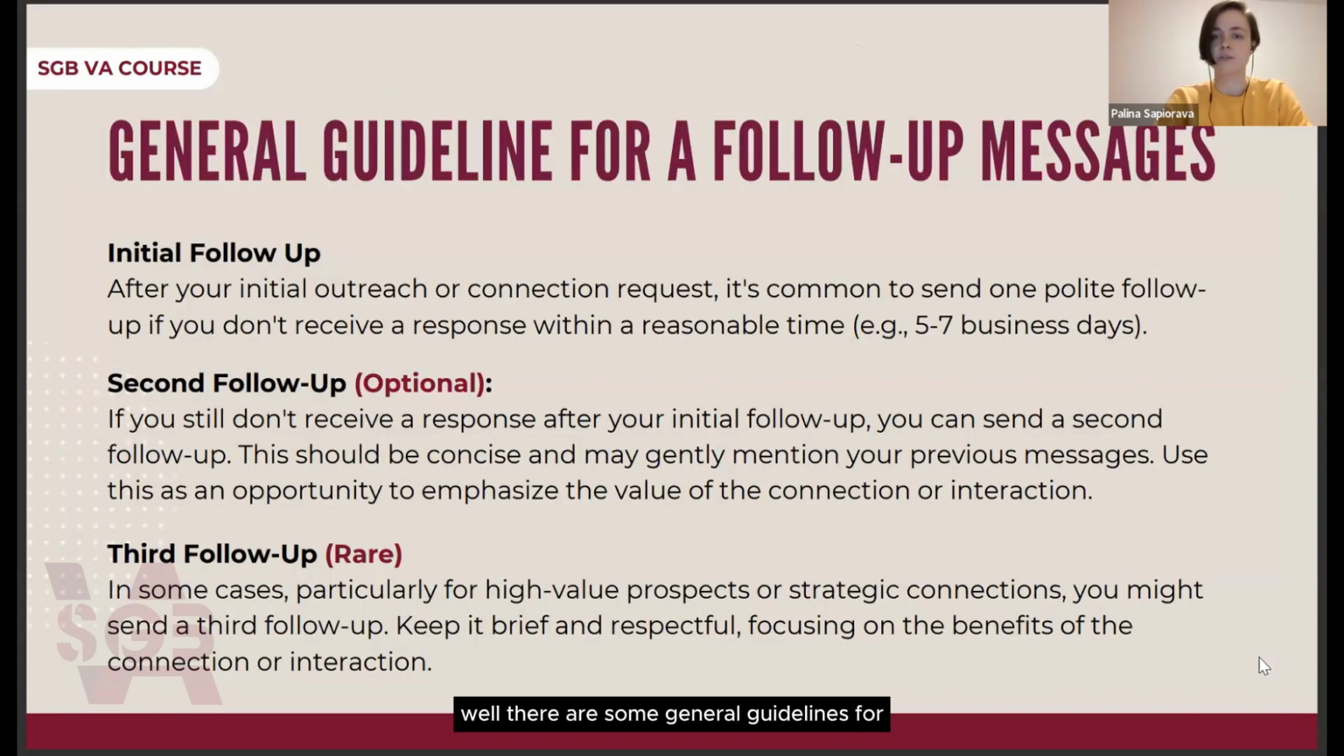So there are some general guidelines for follow-up messages. As we have already discussed, after your initial outreach or connection request or first message, it's common to send one polite follow-up within 5-7 business days. Then you have an optional second follow-up that should be concise and may gently mention your previous messages, but on LinkedIn, it's not that relevant because it's really easy for a person to see all your previous messages. And the third follow-up is possible, but rare. Again, if you really feel that this lead might really benefit you, your company, your client, it's a high-value prospect or strategic connection, you can always send a third follow-up.